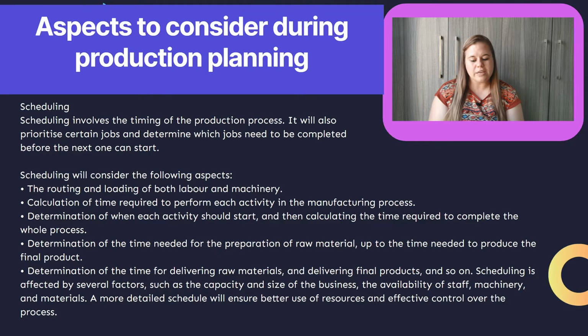Determination of when each activity should start, then calculating the time required to complete the whole process. Determination of the time needed for the preparation of raw material, up to the time needed to produce the final product. Determination of the time for delivering raw materials and delivering final products, and so on. Scheduling is affected by several factors such as capacity and size of the business, and the availability of staff, machinery, and materials. A more detailed schedule will ensure better use of resources and effective control of the whole process.